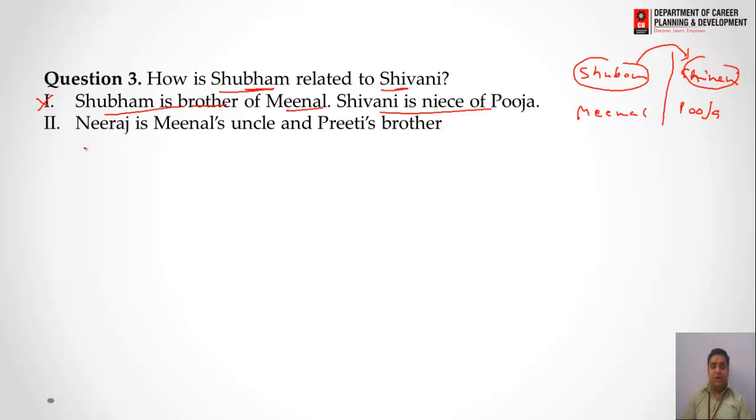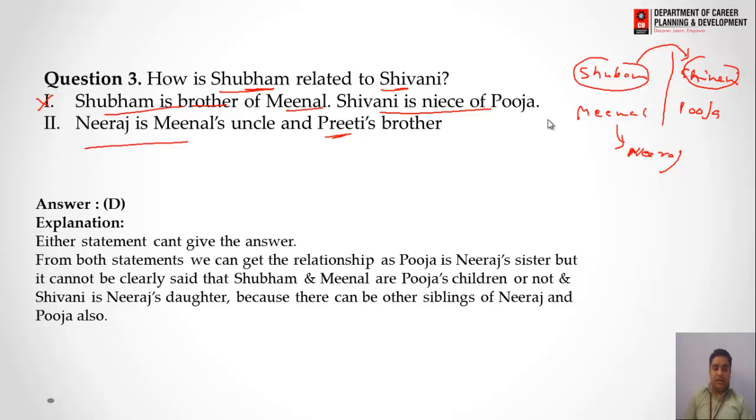Whereas the second one says Neeraj is Meenal's uncle and Preeti's brother. Again, we do not have any relation defined between Preeti and the rest of the people. Hence again the answer is option D: the question cannot be solved by using both statements individually or together. Hence additional information is required.